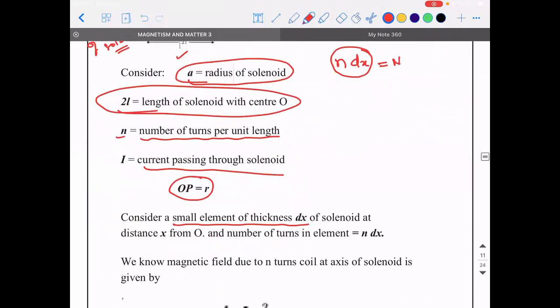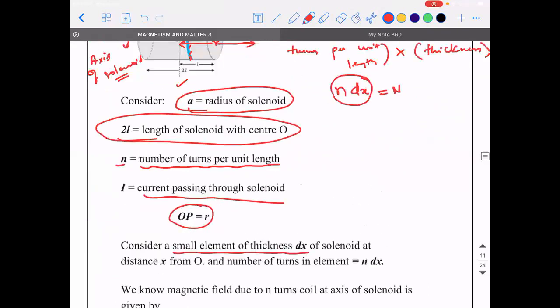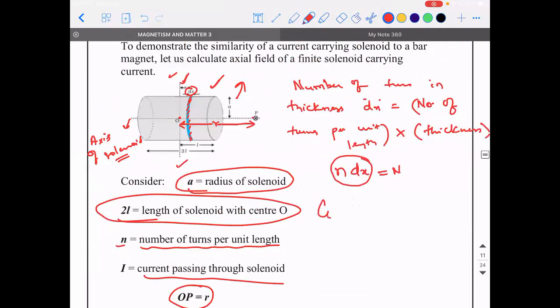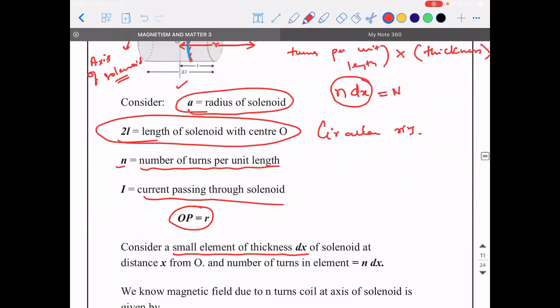Okay. Now, if I take that small portion as a circular ring, then due to a circular ring, the magnetic field on the axis of it is given by, do you guys remember this formula? Mu naught N I A square divided by 2 into A square plus X square, the whole power 3 by 2. I told you in the previous chapter that this is important. This is the magnetic field due to a circular current carrying ring on the axis of it.